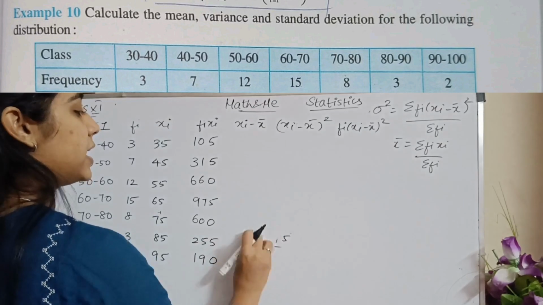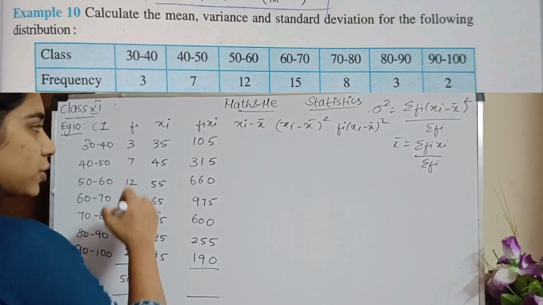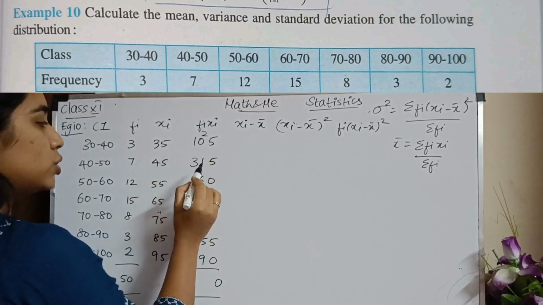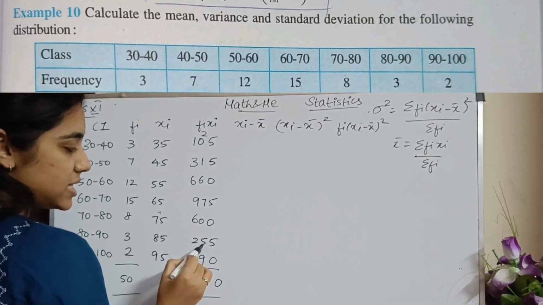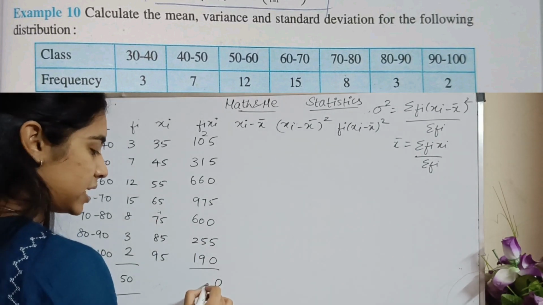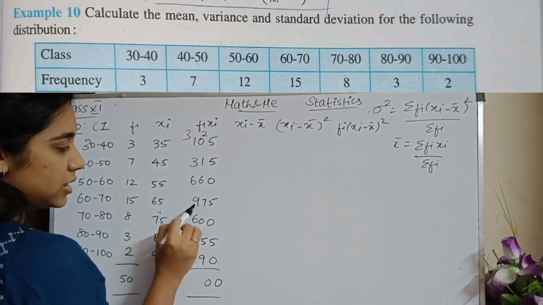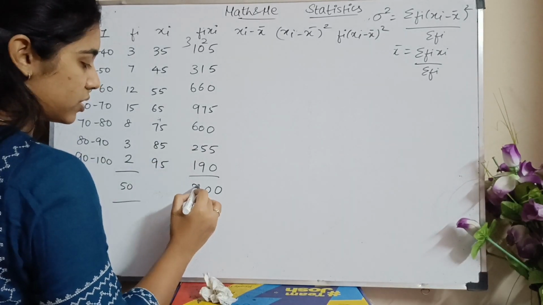To find the mean, I need my sum of fi xi. So you calculate it. The sum of this is 50. Okay, you do the calculation. 5, 10, 15, 20. 2 carry over. 2, 3, 3 plus 6 is 9. 9 plus 7 is 16. 16 plus 5, 21. 21 plus 9 is 30. 3 carry over. 3, 4, 7. 7 plus 6, 13. 13 plus 9, 22. 22 plus 6, 28. 29, 30, 31. So 3, 1, 0, 0.